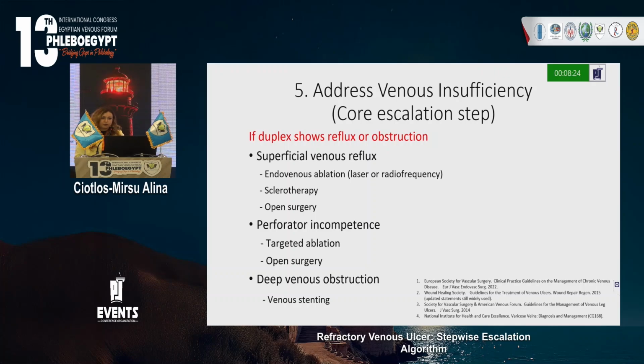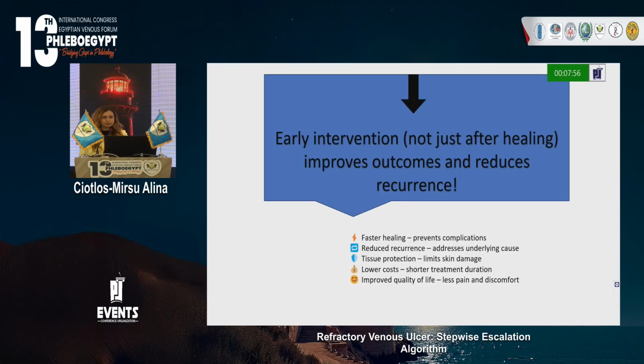To address venous insufficiency, if ultrasound shows reflux or obstruction, for superficial venous reflux we have the gold standard, which is endovenous ablation, laser, radiofrequency, sclerotherapy, open surgery. For perforator incompetence, the target is the ablation, and for deep venous obstruction, the venous stenting.